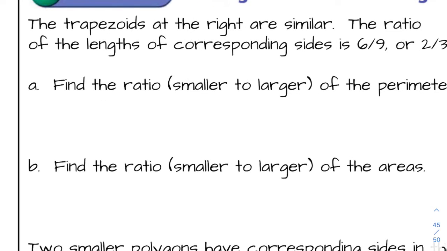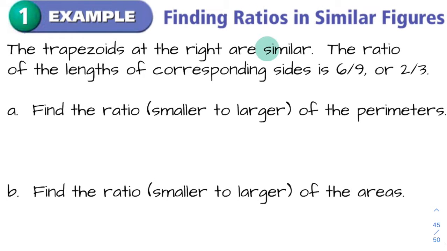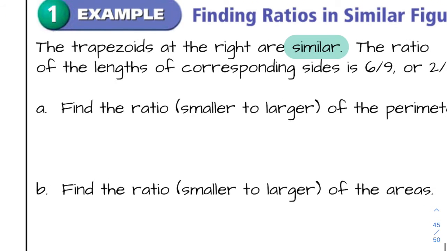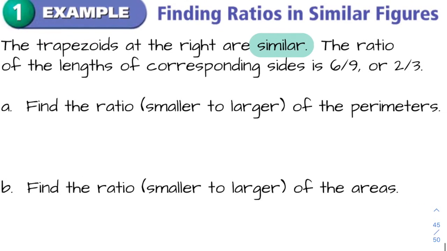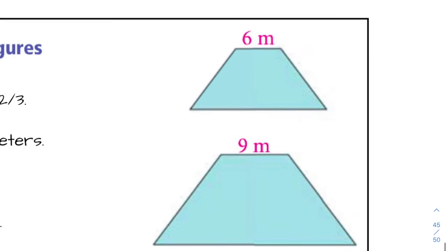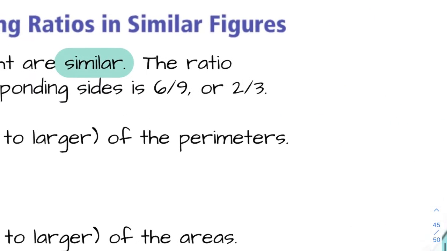The trapezoids at the right are similar. That's the most important part, the word similar. If they're similar, then we can keep going forward with doing what we're doing. That means that they are enlargements or reductions of each other. They are not exact, but they're enlargements or reductions. So the ratio of the lengths of the corresponding sides is 6 to 9, which we see here, or what we always want to try to do is reduce it, so 2 to 3. It's a 2 to 3 ratio.